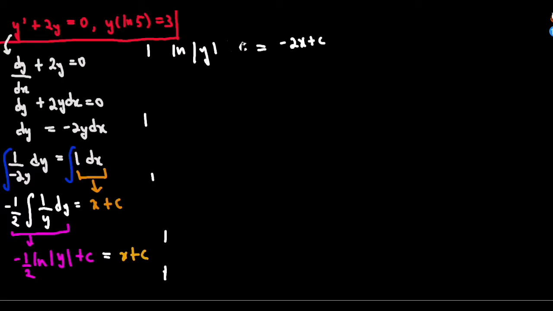We can also have just 1c, because the sum of two arbitrary constants is just another arbitrary constant. So it's not 2c, it's actually just c, because it's just big C, some constant. Now, if we take the exponent of both sides, we get the absolute value of y equals e to the minus 2x plus c. Remember, when we take an exponent of a logarithm, we get whatever's inside the log out.